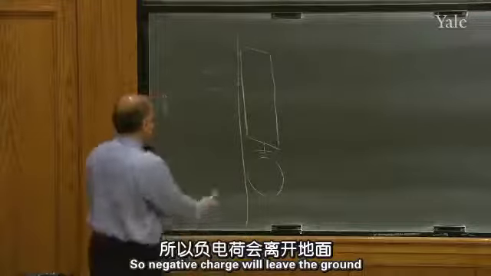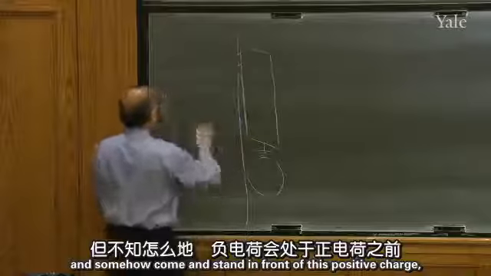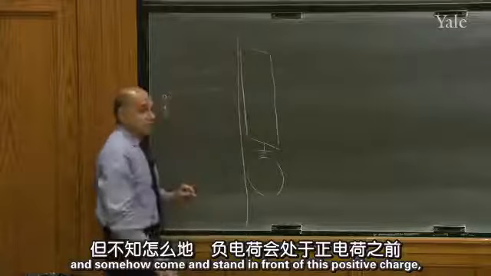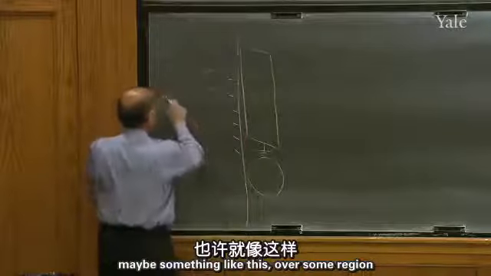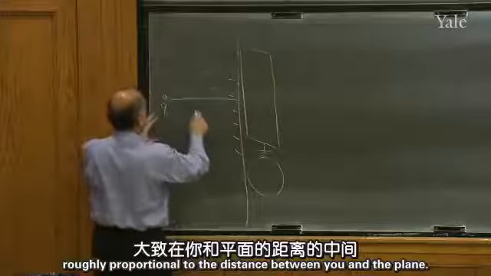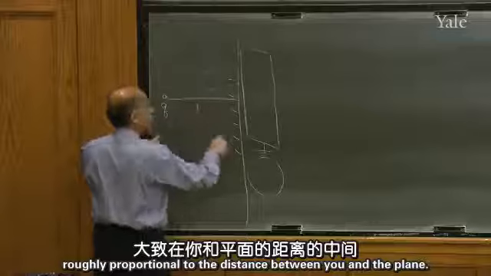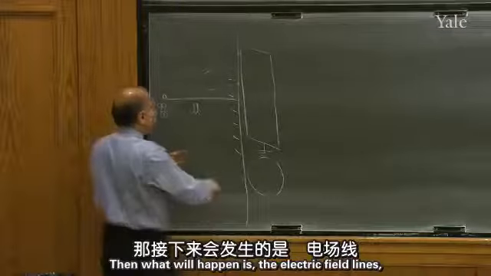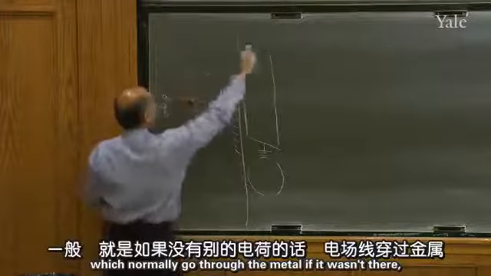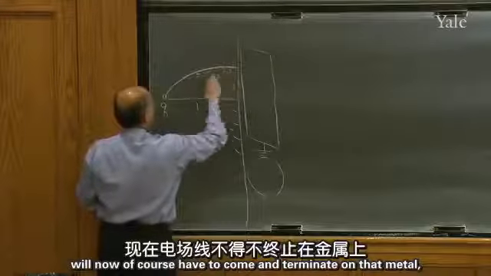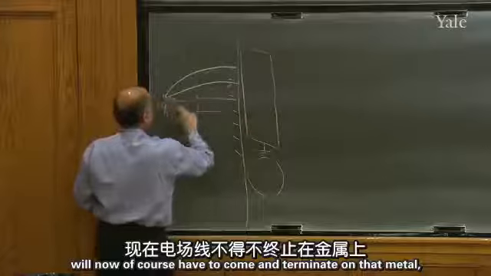So negative charge will leave the ground and somehow come and stand in front of this positive charge, maybe something like this, over some region roughly proportional to the distance between you and the plane. Then what will happen is the electric field lines, which would normally go through the metal if it wasn't there, will now, of course, have to come and terminate on that metal.